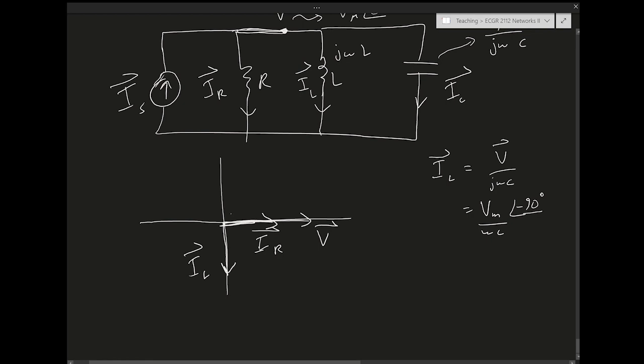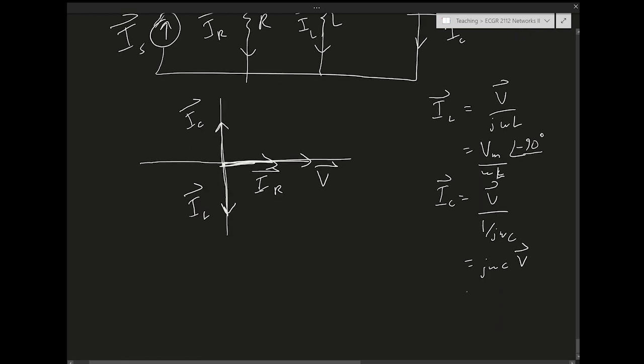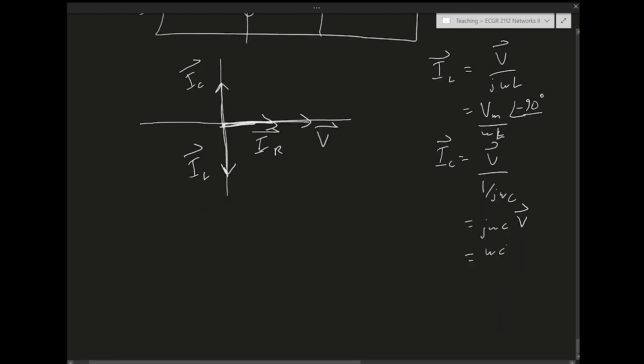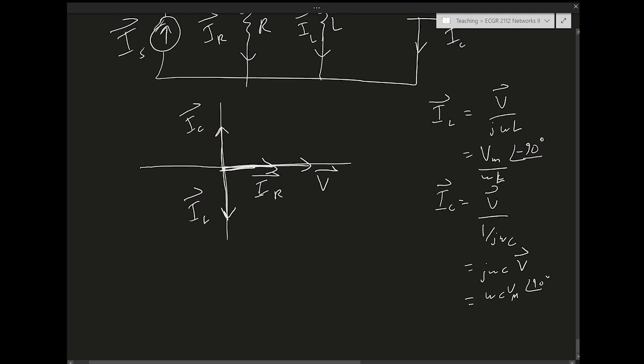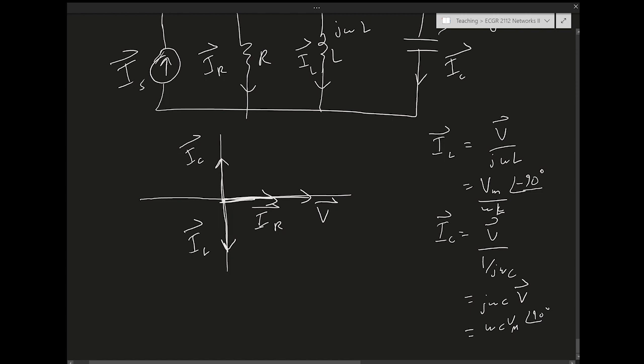And in the same manner, IC is going to be at an angle of plus 90 degrees, because IC is going to equal V over 1 over j omega C, which is j omega C V, which is going to be omega C Vm at an angle of 90 degrees. Okay, now the total current IS is going to depend on the values of IR, IC, and IL.